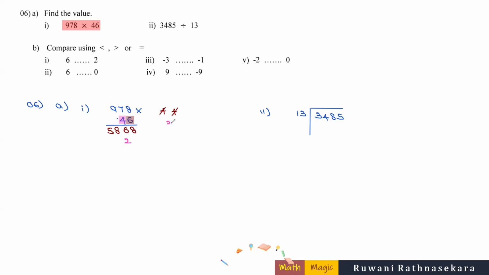3 remains. 7 times 4 is 28. 28 plus 3 is equal to 31. 3 remains. 4 times 9 is 36. 36 plus 3 is equal to 39. Right, then you have to add these numbers together.